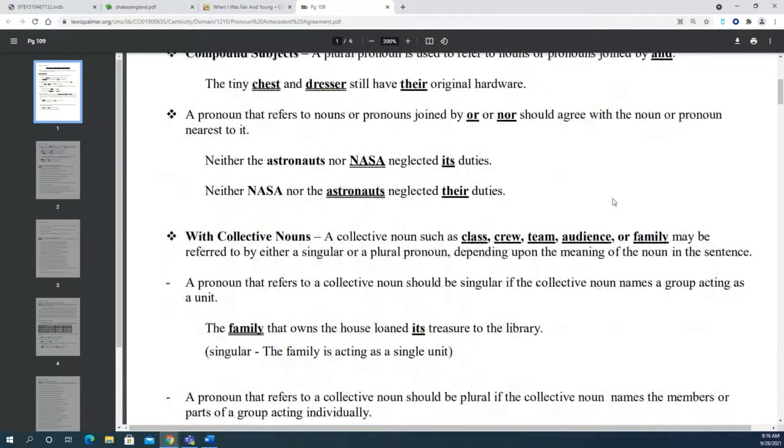Pronouns that refer to nouns or pronouns joined by "or" or "nor" should agree with the noun or pronoun nearest to it. So look at this sentence: "Neither the astronauts nor NASA neglect its duty." Because NASA is technically singular, we go with the singular pronoun "its" here. If you flipped it and put astronauts where NASA was, because astronauts is more than one, we have to use the plural pronoun here, "their."